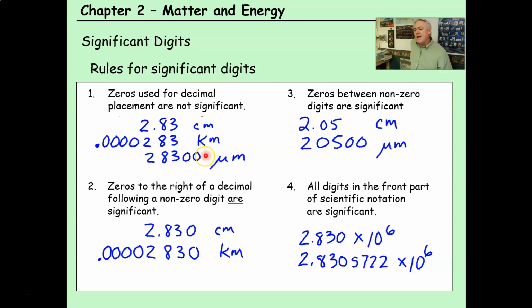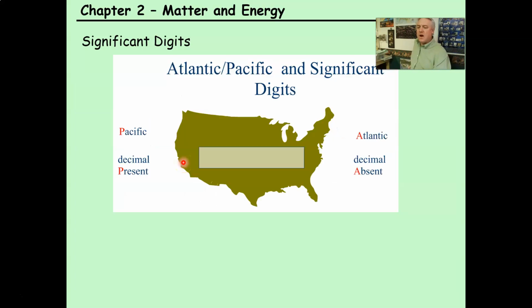Coming in from this side, don't count it, don't count it, and then I go digit, digit, digit: 3 significant digits. So if the number you're looking at has a decimal point, come in from the left side. If the number does not have a decimal point, come in from the right side, and don't count anything until you get to something that is not a 0. All right, that's what that business was talking about there.